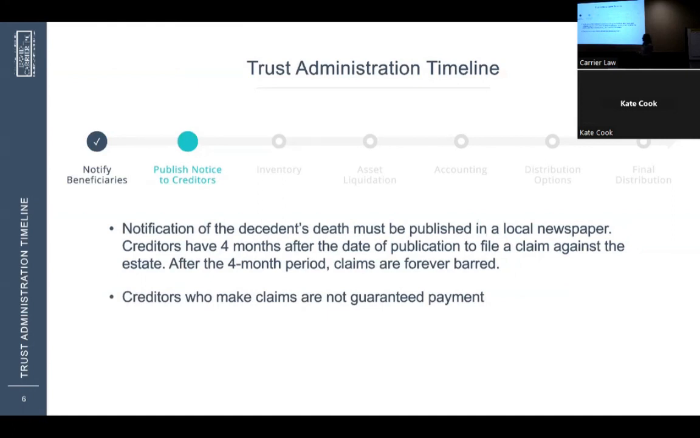Creditors who make claims are not guaranteed payment, and this is especially true in cases where people have successfully funded all of their assets into a trust, which provides creditor protection. Creditors cannot go after those assets. Sometimes, if not everything made it into a trust and some assets have to go through probate, some of those assets may be on the table for creditors, but an attorney can help you work through those.